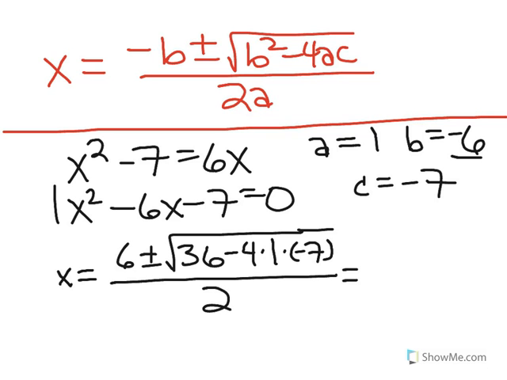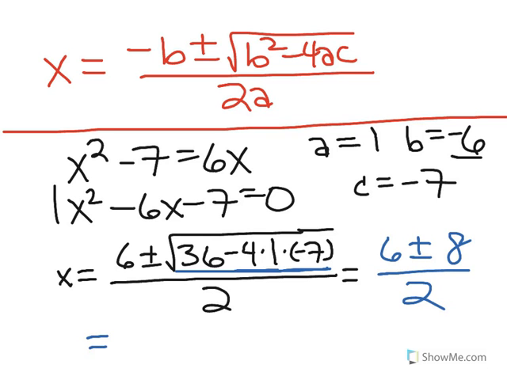We should do the calculation inside the radical first. And in there we should do the multiplication first. Negative 4 times 1 is negative 4, times negative 7 is positive 28. So we have 36 plus 28, which is 64. And the square root of 64 is 8. So we have 6 plus or minus 8 all over 2.